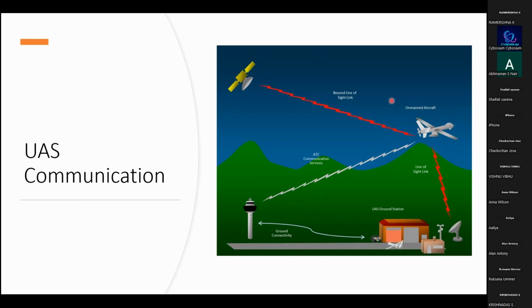In all these ways, we are getting the information about the UAV's position, or whether the UAV is fine or not. We are getting that information to the ground control station, and if the pilot needs to take control, he or she can take control.